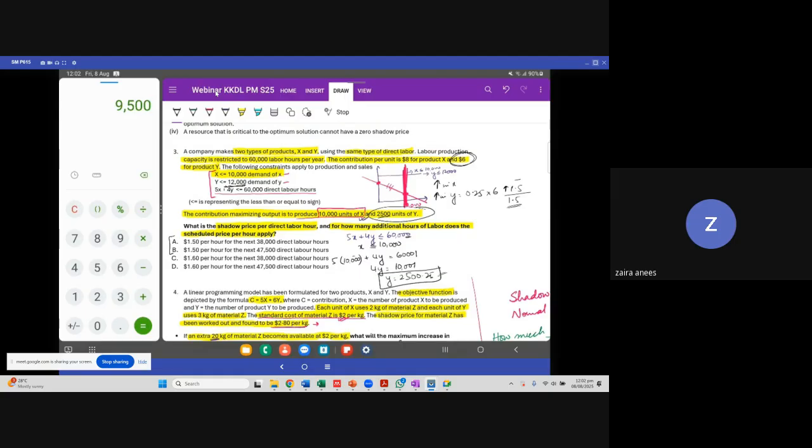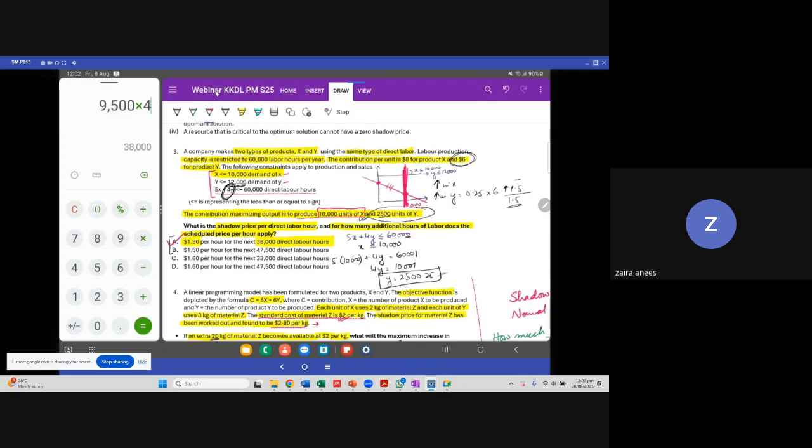And how many hours are required for the manufacturing of 1 unit of Y? 4 hours. So we will need labor for 38,000 labor hours. For the next 38,000 labor hours, we can pay $1.5 extra, right? Why is this 47,500 incorrect? Because once we manufactured product Y, we already have manufactured X. 38,000 hours will be required to manufacture Y.